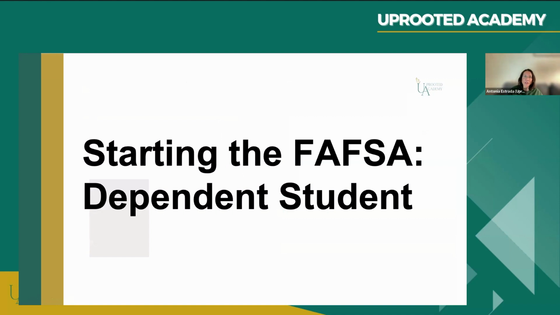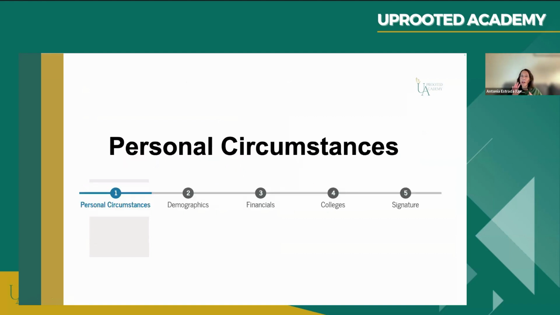So those are the issues. Now we're going to look at starting the FSA ID from the viewpoint of a dependent student. You will see 5 sections in the student section: personal circumstances, demographics, financials, colleges, and signature. We're going to focus on the first three sections based on the scenario. Again, we're assuming that we're a dependent student. The first section is personal circumstances. This section helps determine your dependency status.